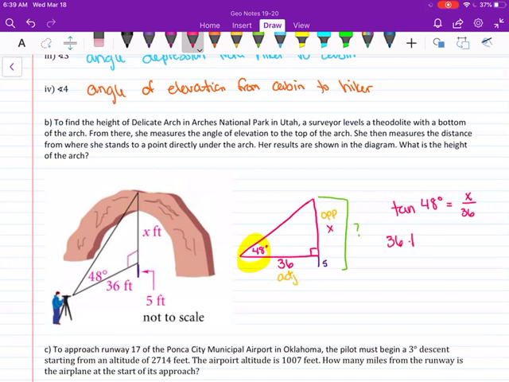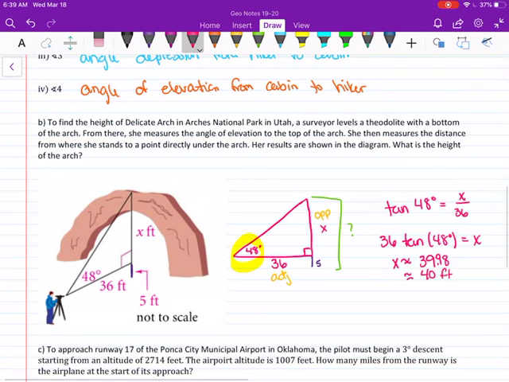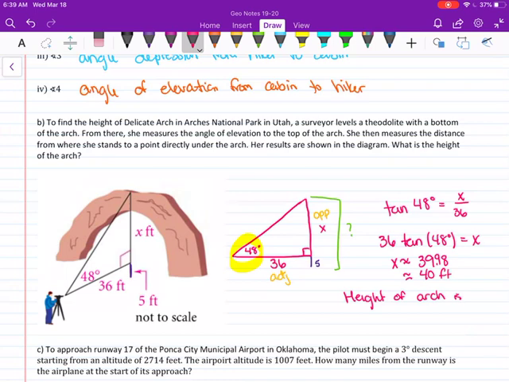Multiply both sides by 36 to get the value of x. Plug that into my handy dandy calculator. And we get that x is approximately 39.98. Okay, or about 40 feet. But remember, we have to add 5 to it. So the height of the arch is about 45 feet.